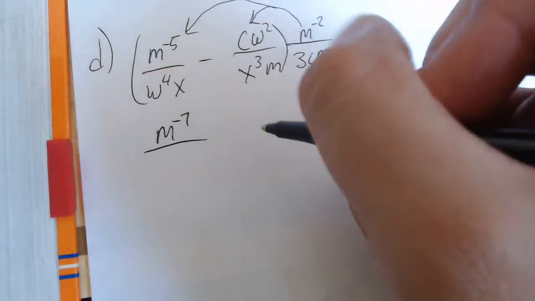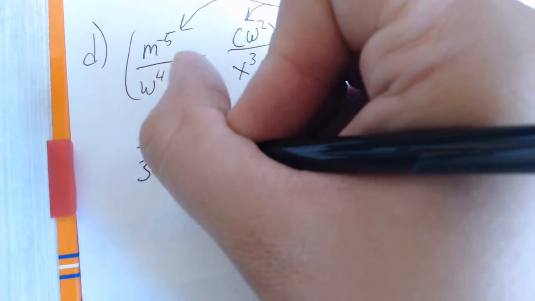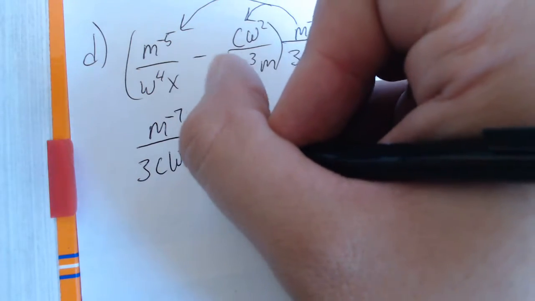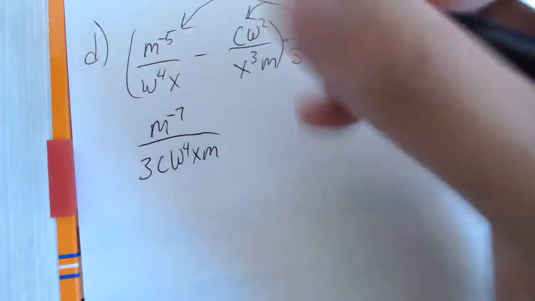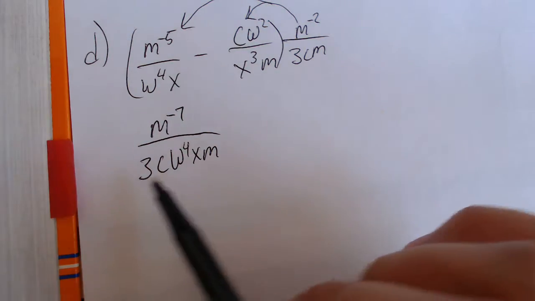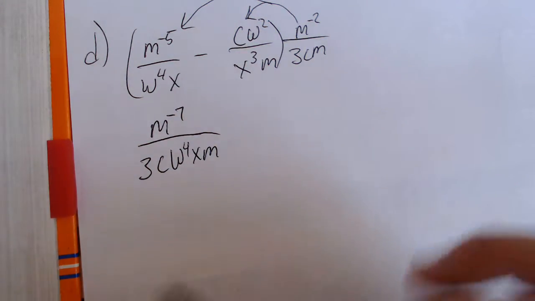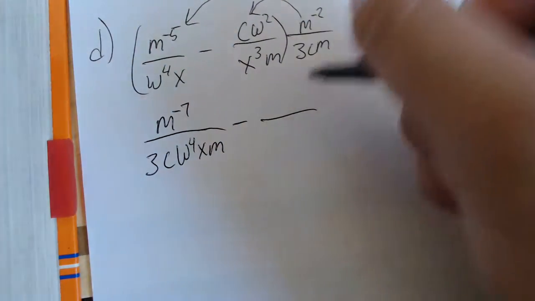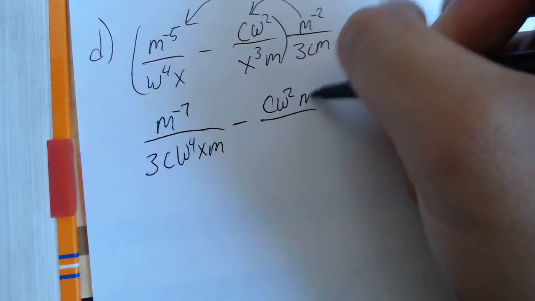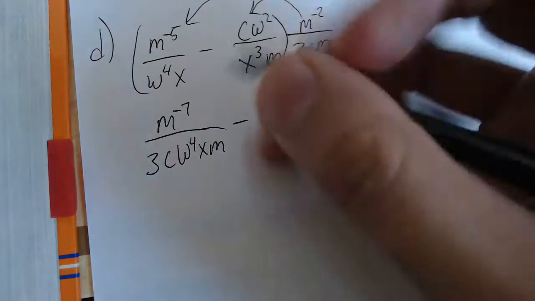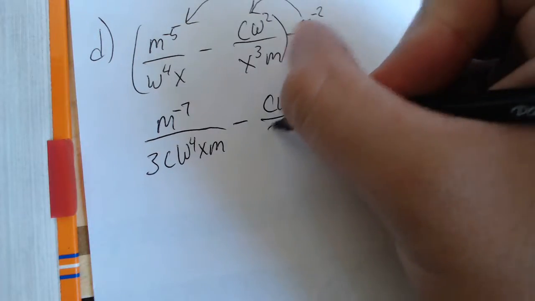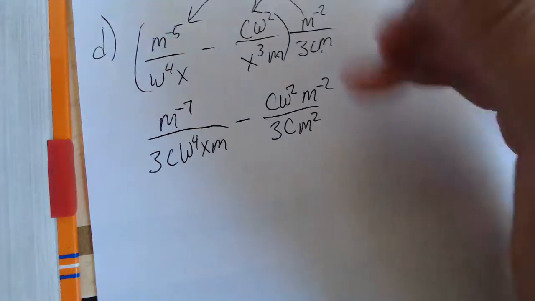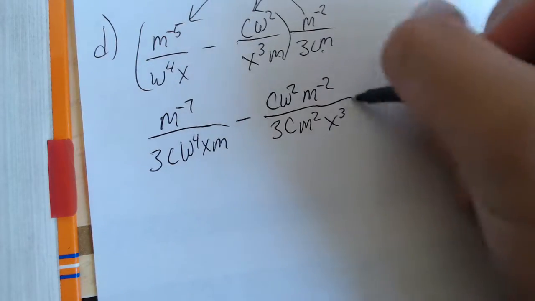The denominator, we get 3cw^4xm. There's probably a better way to write all those letters, but that's what we've got. We got 3cw^4, x, and m. Copy our minus sign, and then our numerator for the second one becomes cw^2 m^-2, and then the denominator becomes 3c m squared, because the m's add, x cubed.